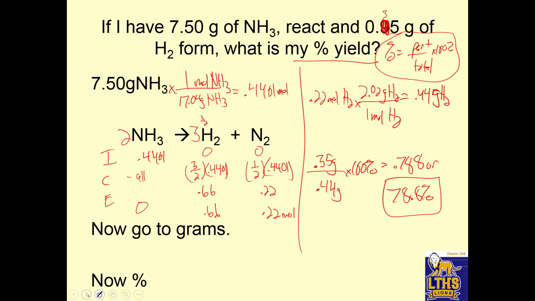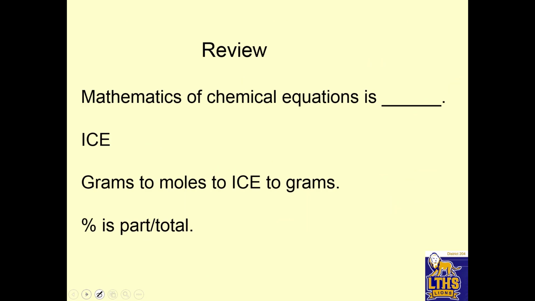Yeehaw! All right. I think I did enough of those. So we'll do some more of those later in class. Review: mathematics of chemical equations is stoichiometry. Initial, start, change. At the end, grams to moles to ICE to grams, percent is part over total, and that is it. Toodles.